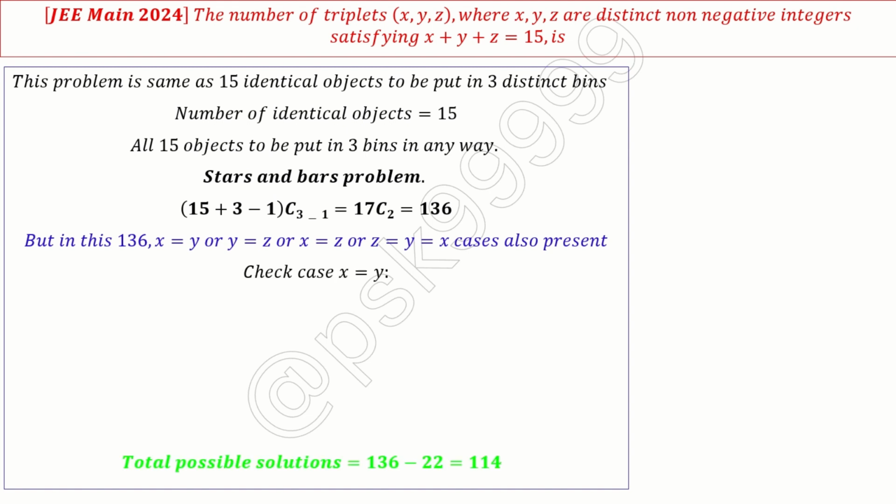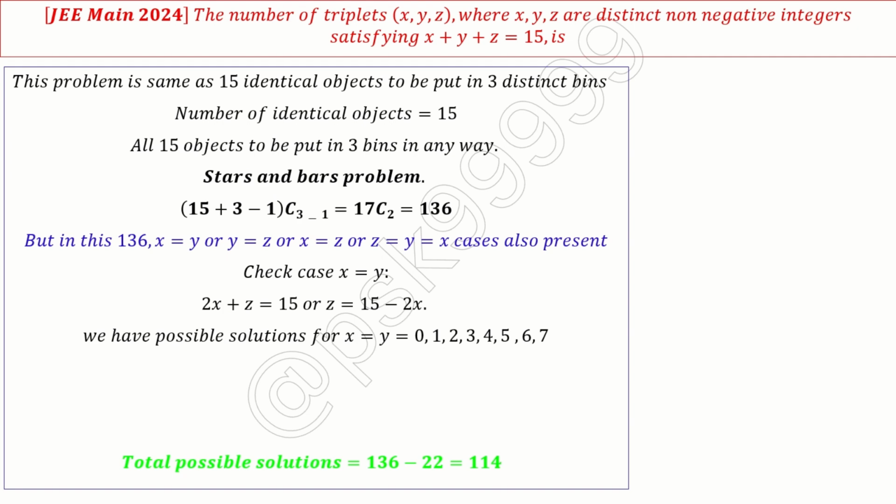Let's do it here. Check the case x equal to y. When x equal to y, what happens? The equation is simply 2x plus z equal to 15, or z equal to 15 minus 2x, correct? We can easily identify how many solutions are possible. x equal to y equal to any of the values 0 to 7 gives a distinct z, correct? So there are 8 possibilities where x equal to y is possible, and this is the same for y equal to z and z equal to x, correct?